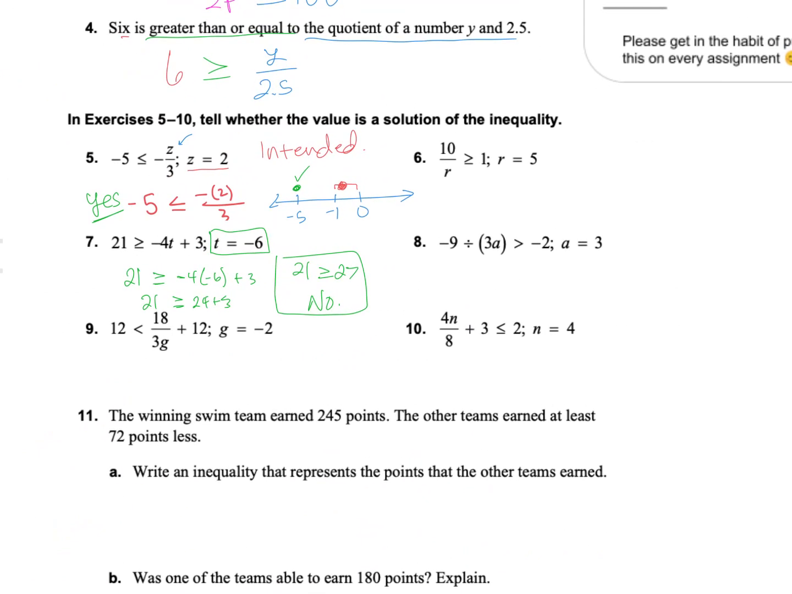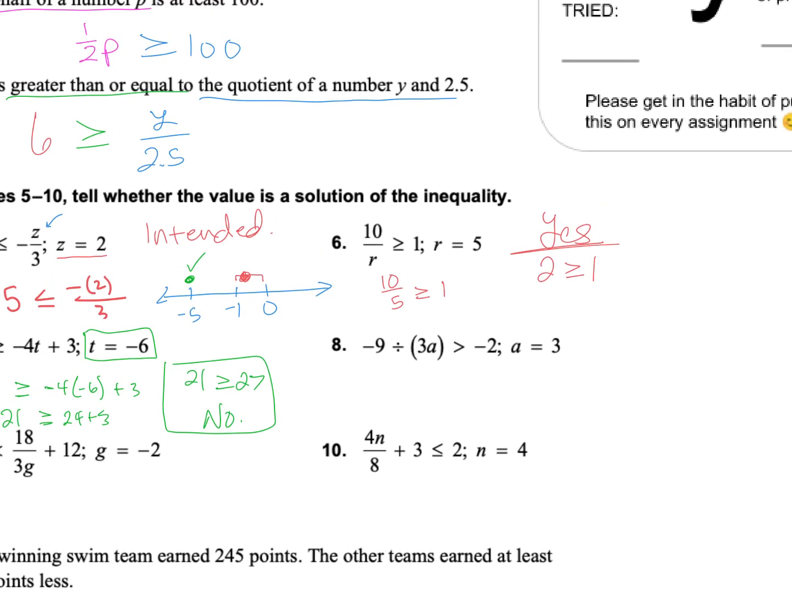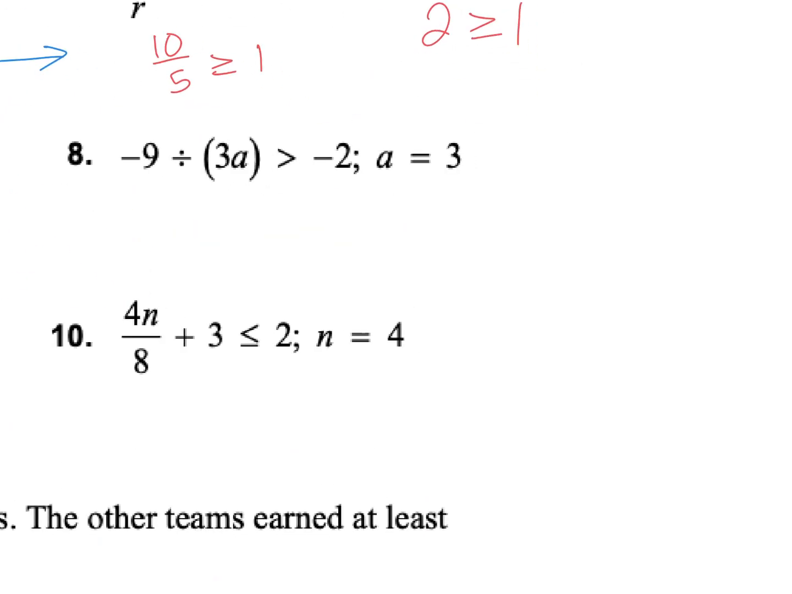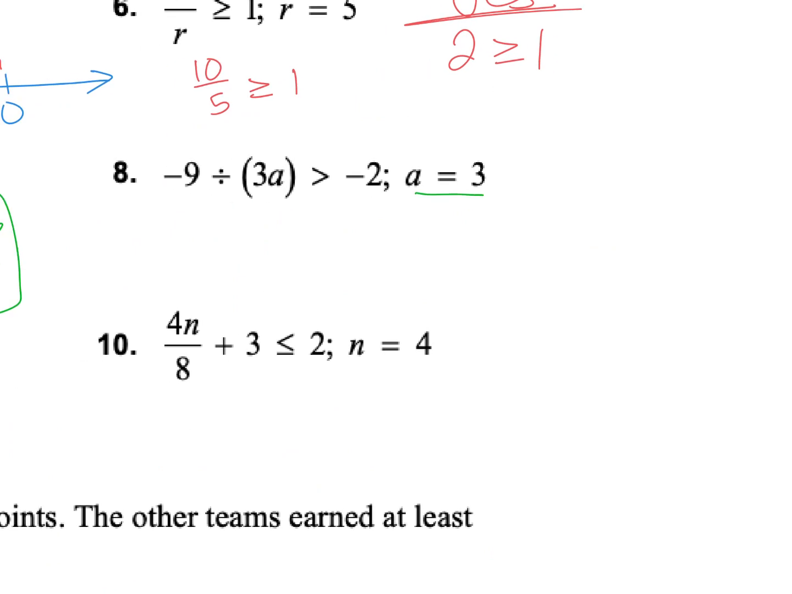Now let's just keep it simple and just plug these in. Let's do less work. Less work is better, I think, right? So we're going to take a 5. 10 over 5, is that greater than or equal to 1? Well, 10 over 5 is 2. Is 2 greater than or equal to 1? Yes, it is. Oh, by the way, I guess we could check our answers over here. There was yes, no. Well, what did we get so far? We got yes, no. We're shooting 100. Great. Okay, now all we're doing is plugging in a is 3. -9 divided by 3 times 3, is that greater than -2? Well, okay.